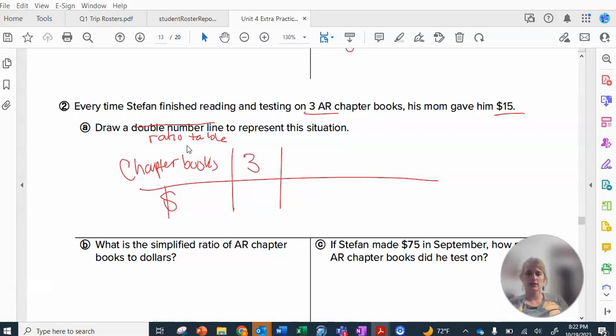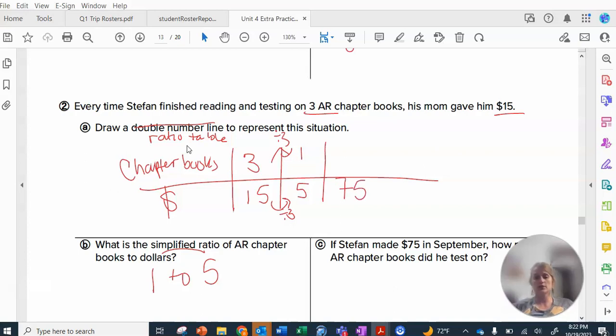3 AR books for $15. We need to simplify it. We can divide them both by 3. And that gives us one book. I was about to say cost. It doesn't cost. One book gets you $5. You cannot just write $5 though. You need a simplified ratio, so you need the 1 still. One book to $5. If Stefan made $75 in September, 75 goes on the dollars section.